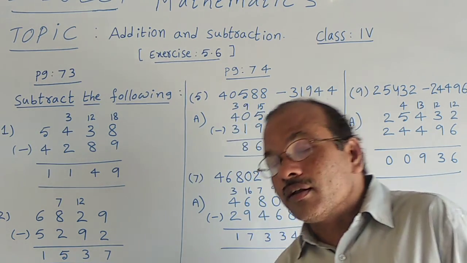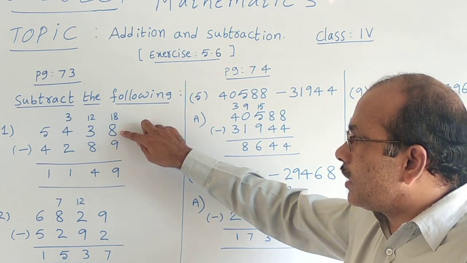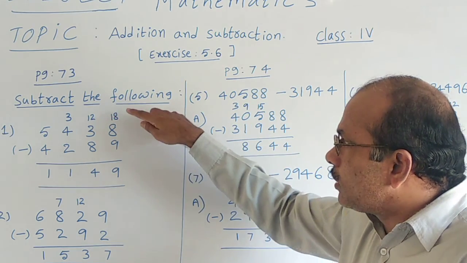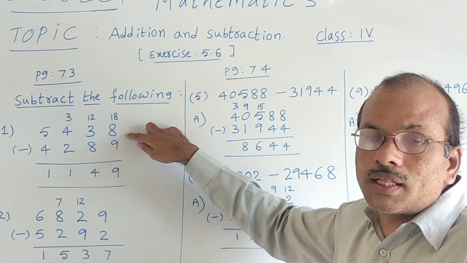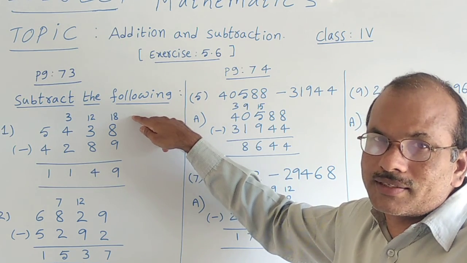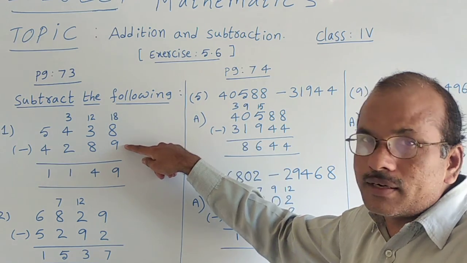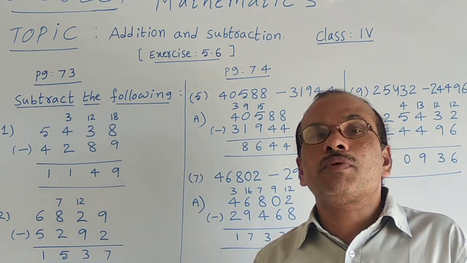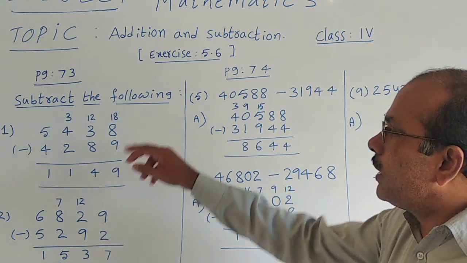Okay now? Whenever we take a borrow from the neighboring number, that 10 and this 8 together give you 18. Am I correct? So 18 minus 9 gives you 9. From 18 we should subtract 9. That's why 18 is written.